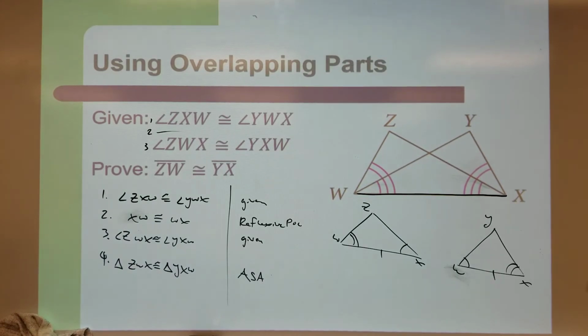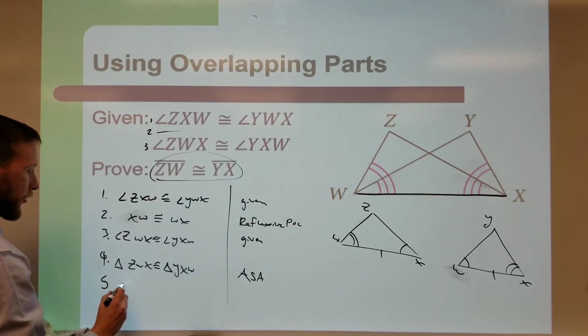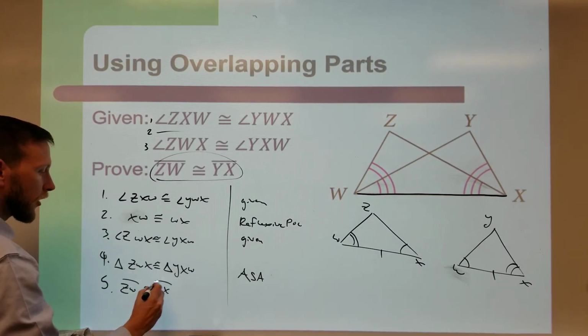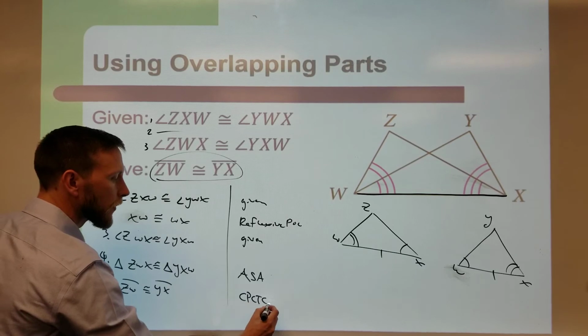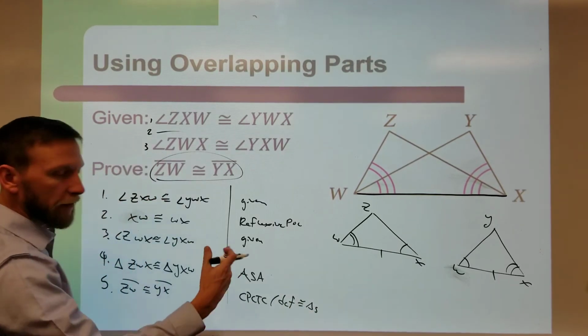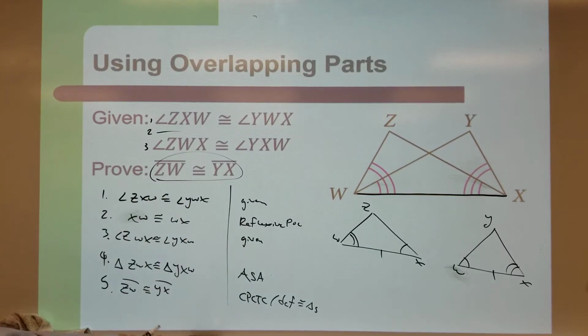Now, because those two triangles are congruent, I can prove this. That segment ZW is congruent to segment YX using CPCTC, or the definition of congruent triangles. Again, whichever method you're using. If you're saying definition of congruent triangles, that's great. If you're saying CPCTC, that's great. You don't list both.